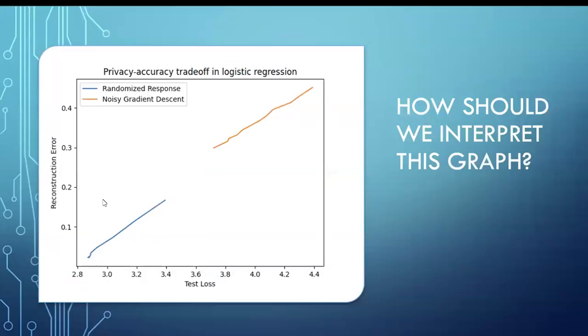So now let's look again at the graph now that we know what's going on. The x-axis is test loss. The y-axis is the reconstruction error. The higher the reconstruction error, the better the privacy is. So it makes sense that bigger loss means bigger privacy. The orange line is the noisy gradient descent, and the blue line is randomized response, both using the same range of epsilons, which is not necessarily the type of graph we would expect to see.